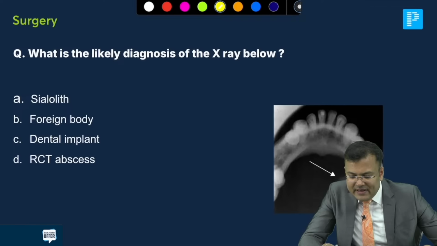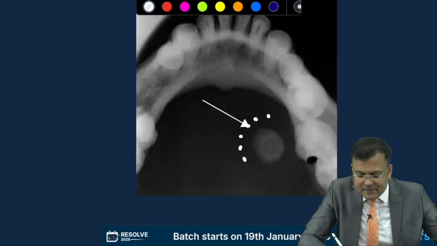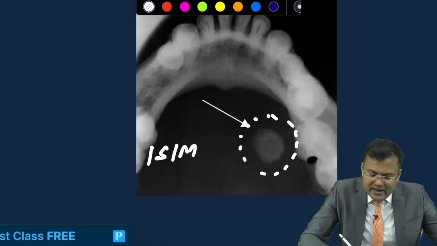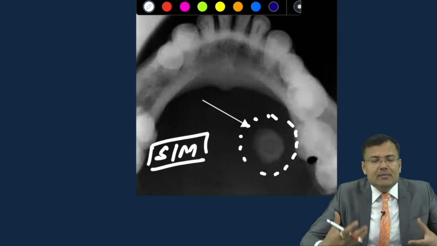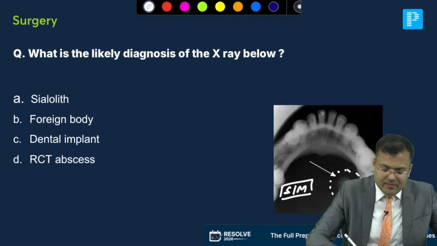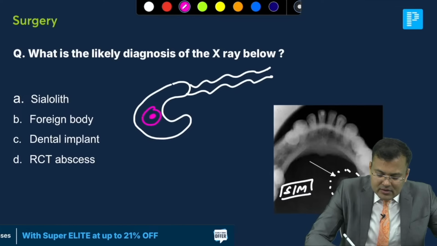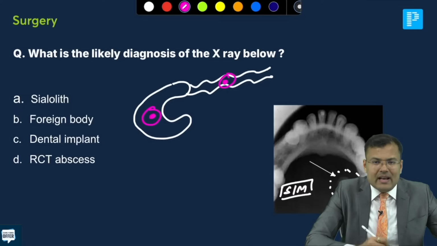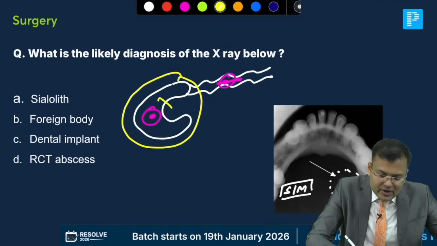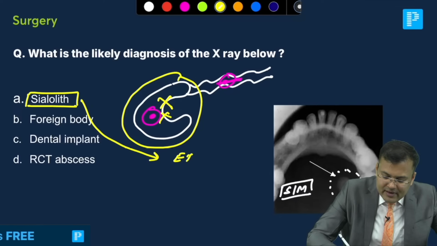What is the likely diagnosis of the X-ray below? Guys, this question was asked multiple times previously, and you can see this is sialolithiasis. This is a salivary gland stone. In which gland is sialolithiasis most common? 80% of salivary gland stones are seen in the submandibular gland. 80% of salivary gland stones are radio opaque. And what you have to do? See, this is the salivary gland, the submandibular. If the stone is in the duct, give the incision, remove the stone. But if the stone is in the gland, go for excision. So treatment was asked, diagnosis is sialolith, and the treatment is excision of the gland.